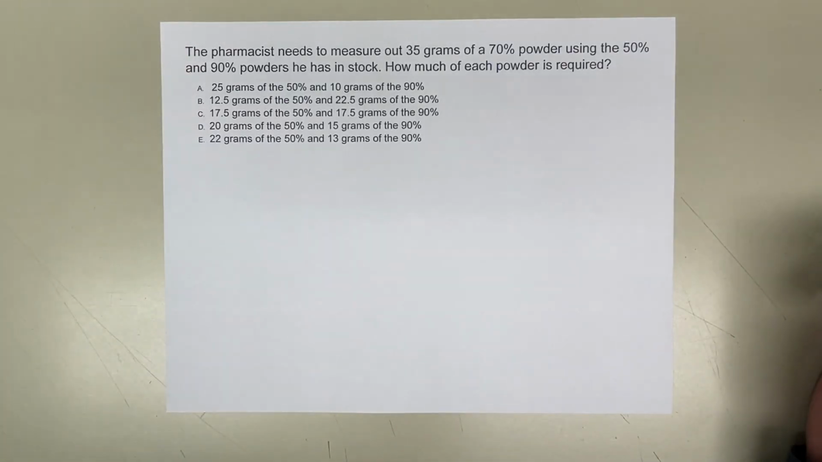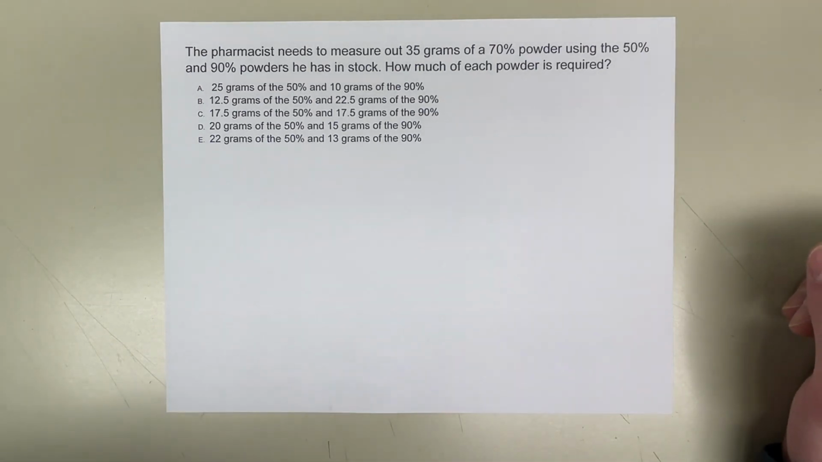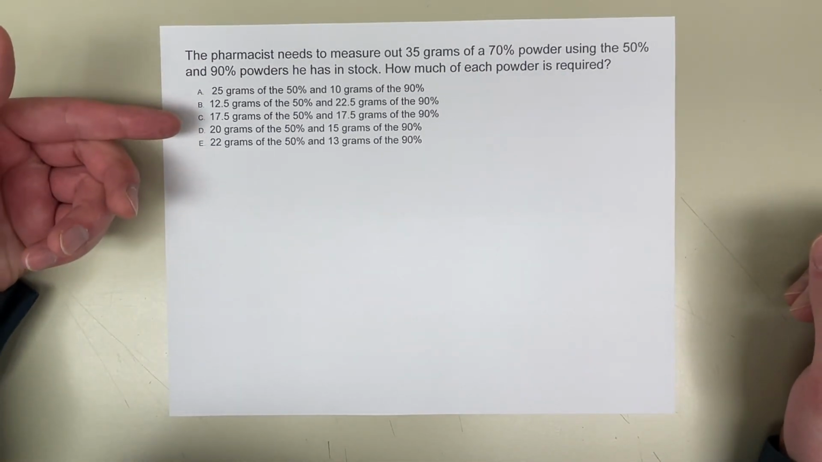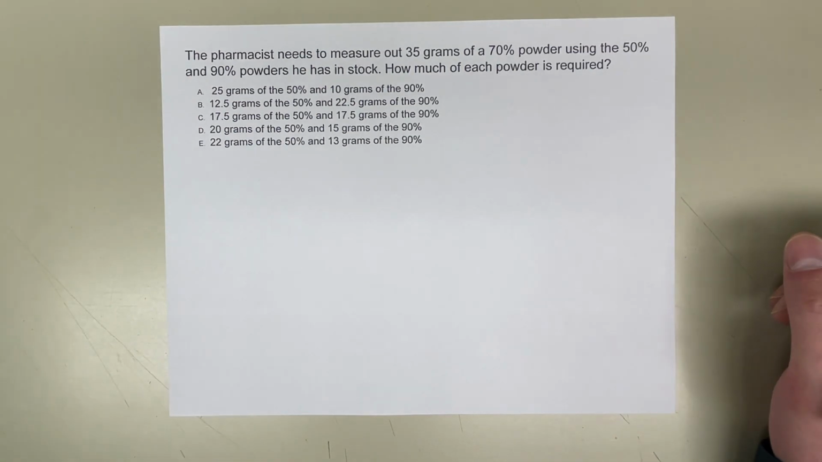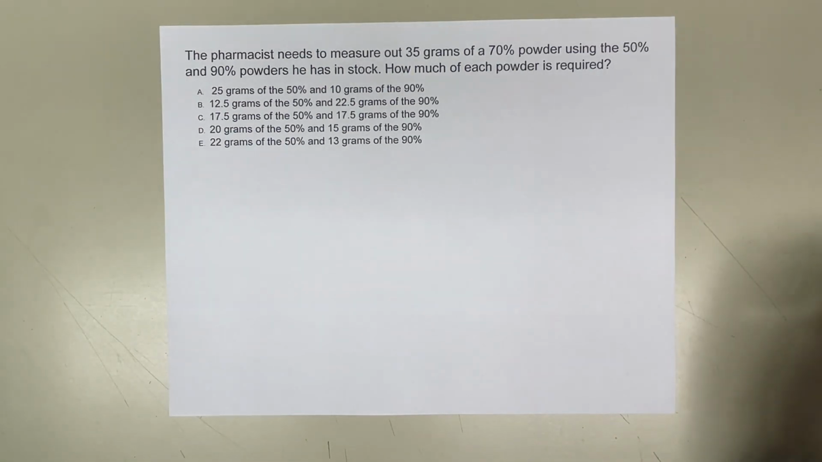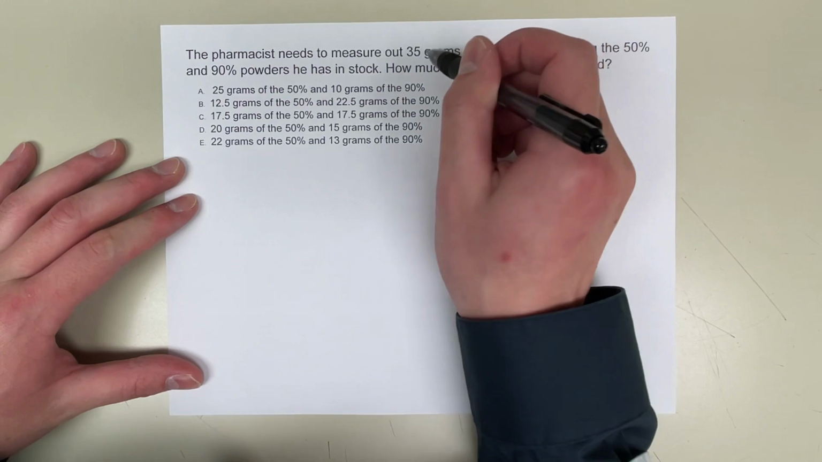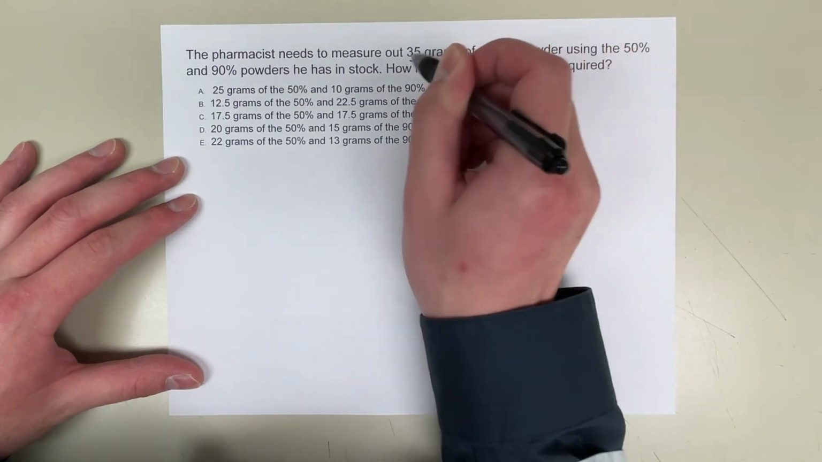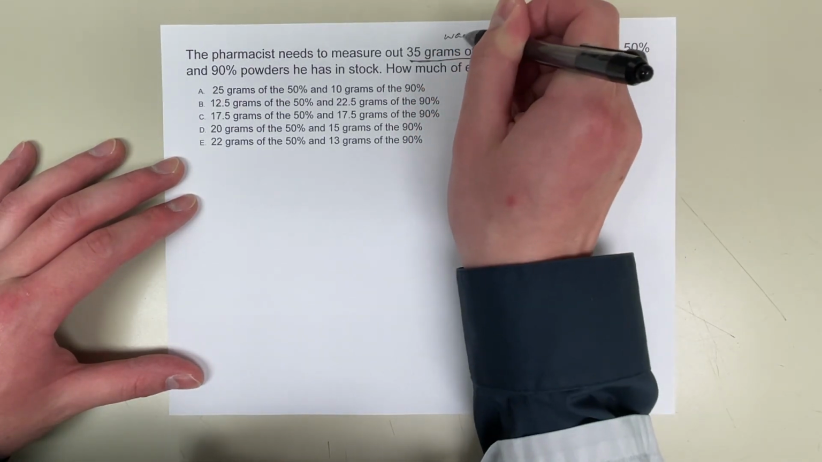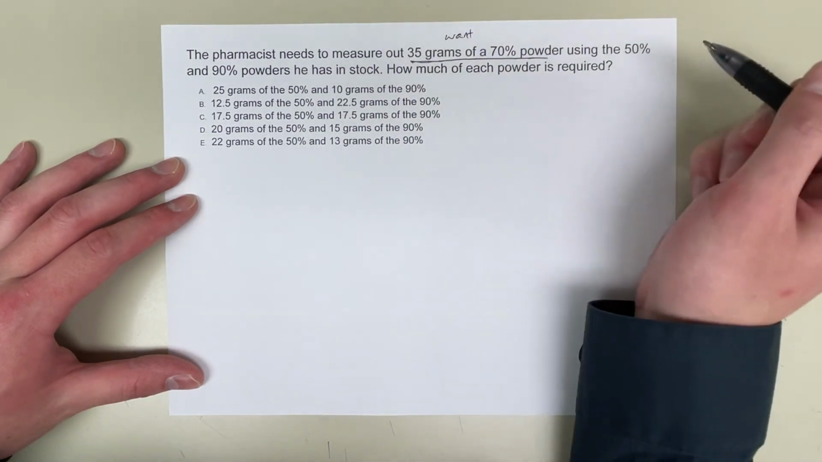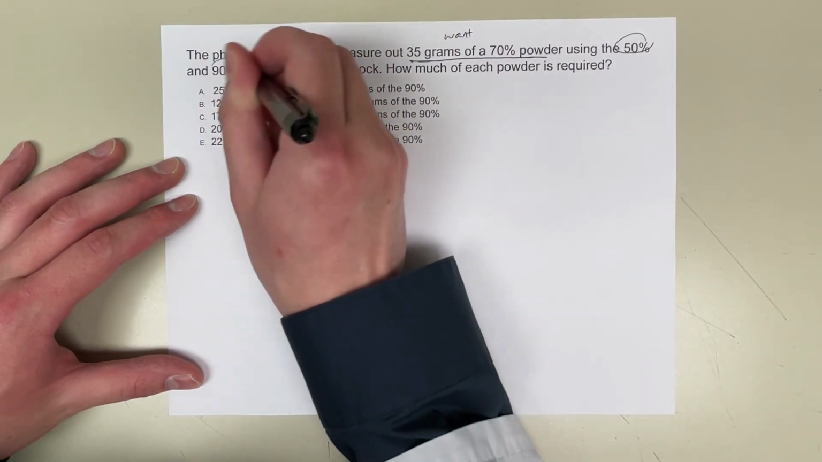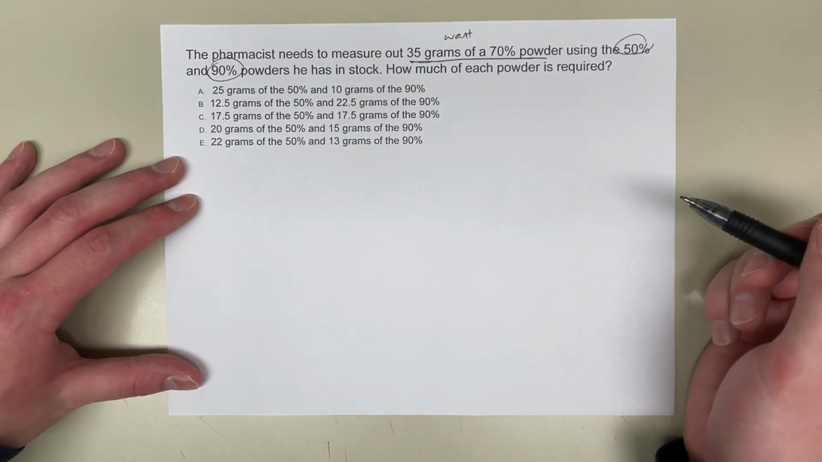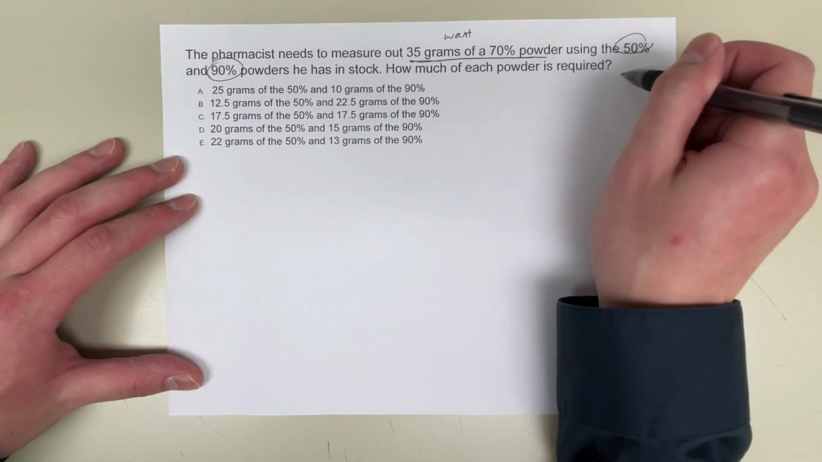The pharmacist needs to measure out 35 grams of a 70% powder using the 50% and 90% powders he has in stock. How much of each powder is required? This is a multiple choice question, so that's why you choose the letter for the correct answer. So this is an alligation question because you want 35 grams of a 70% powder, but you only have a 50% and a 90% that you're going to use. So this is an alligation question.